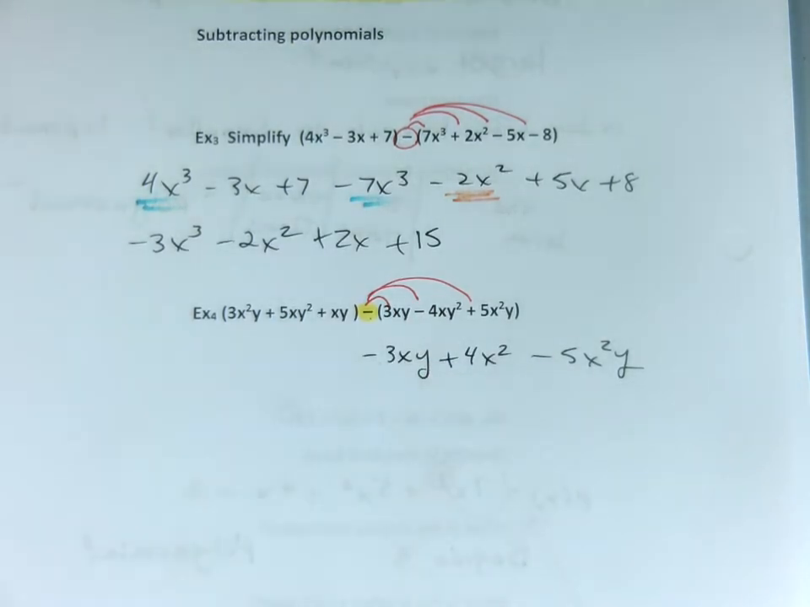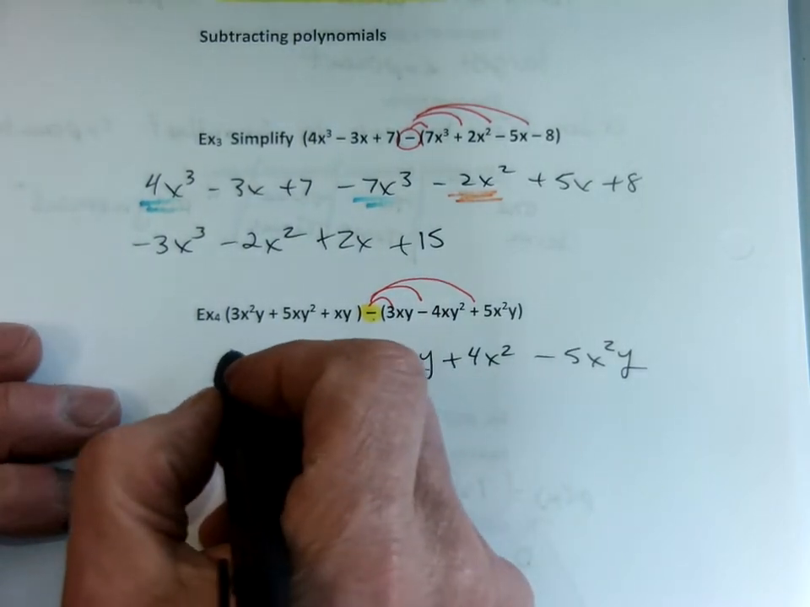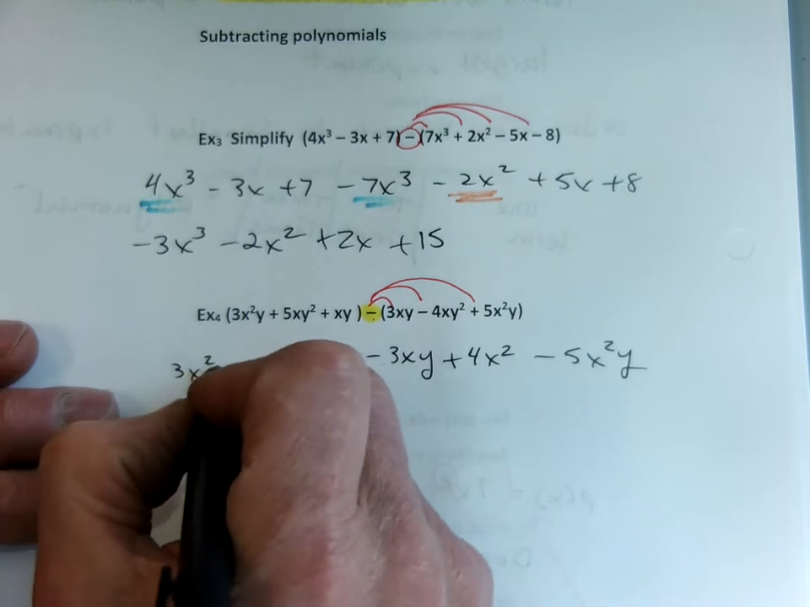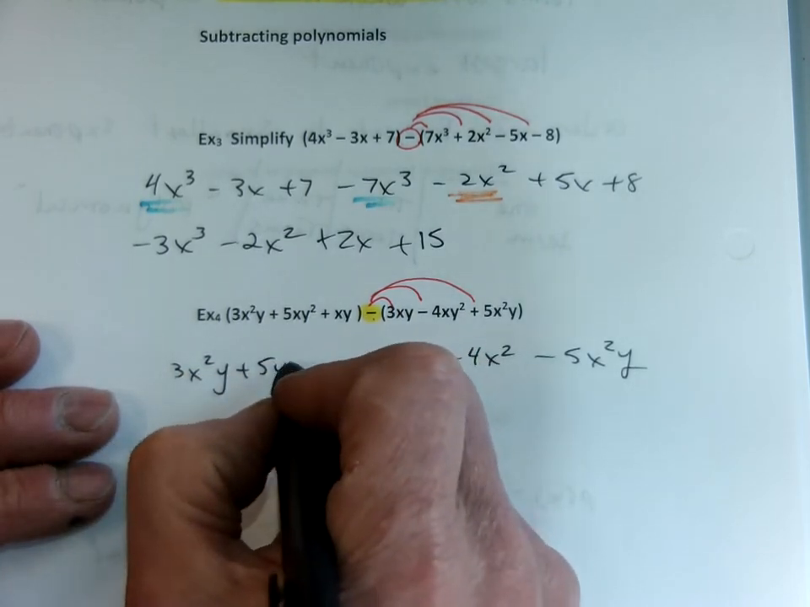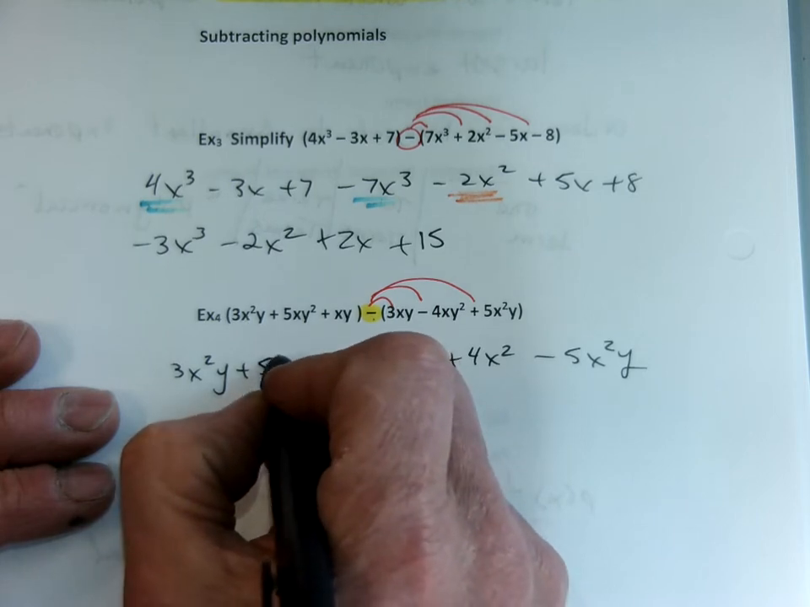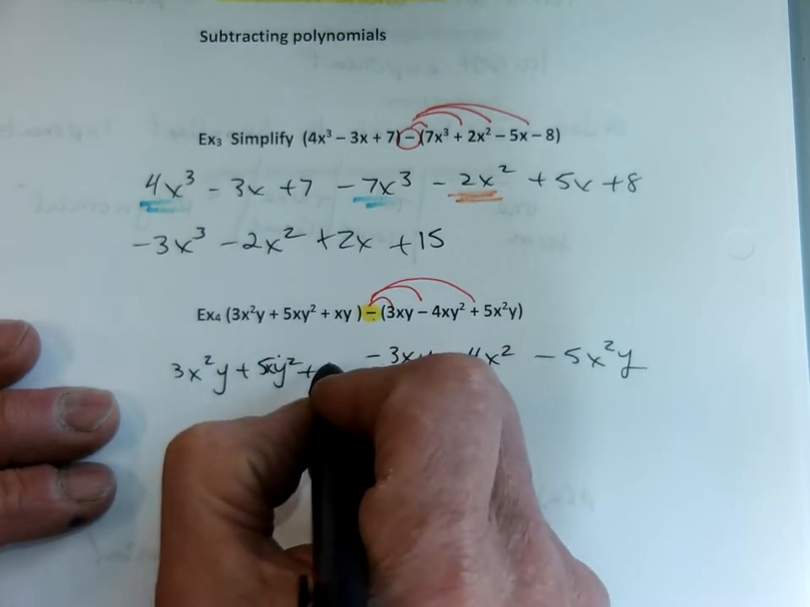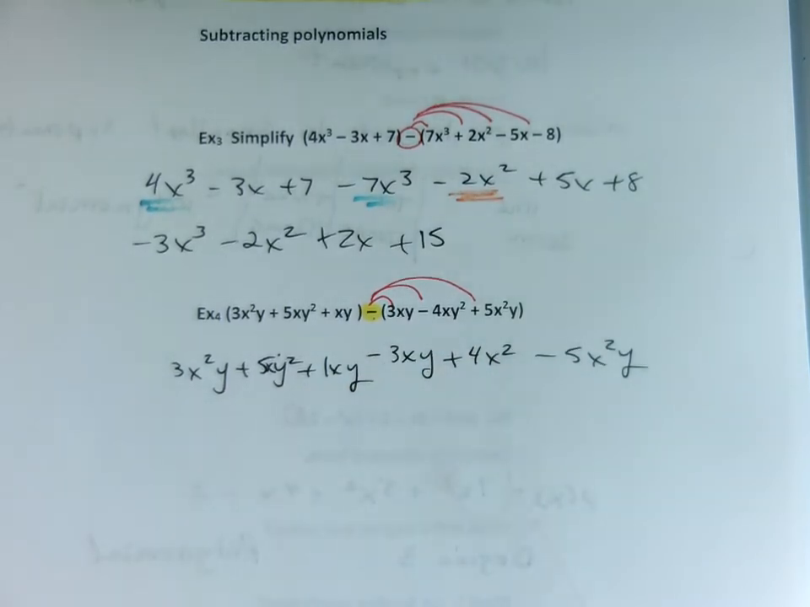I tend to make mistakes again. That's why I do this. You don't have to. If you can do this in your head without having to rewrite it, that's fine. Just don't make a mistake. Oops, I almost made a mistake right there. Plus 1xy. Now, I'm going to combine.